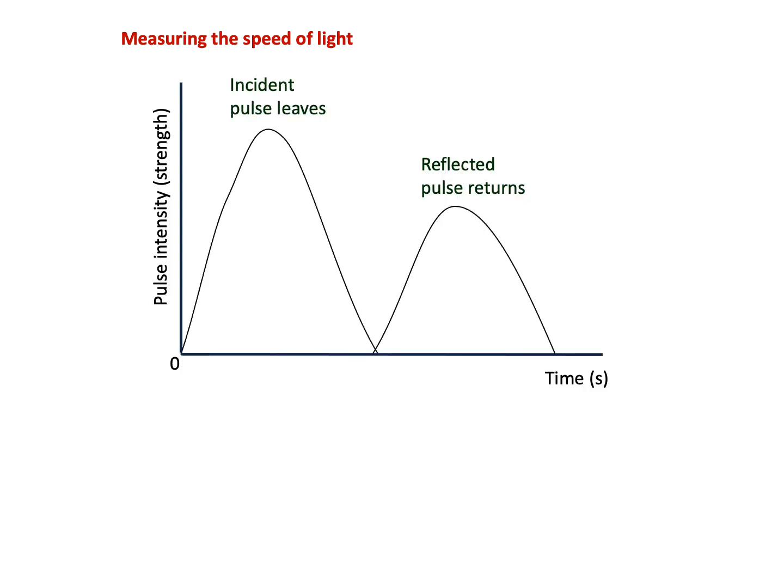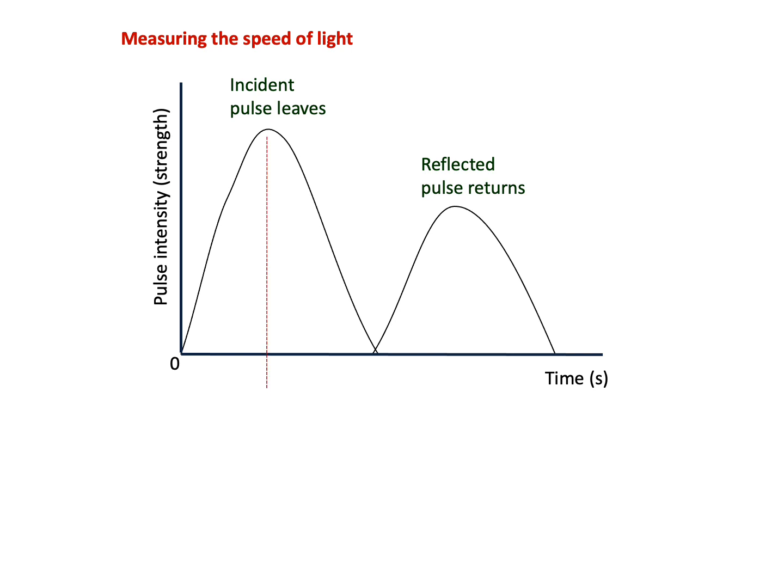On the screen of the oscilloscope, you'll typically get an image like this. Now the tall peak is quite tall. That's measuring the incident pulse leaving. And on the y-axis, it's basically the brightness of the light, the intensity of the light. So the tall pulse means a bright light. Now a little while later, because on the x-axis is time, the reflected pulse returns, and it's much smaller because the returning beam is weaker. It's lost energy during the journey and during the reflections.